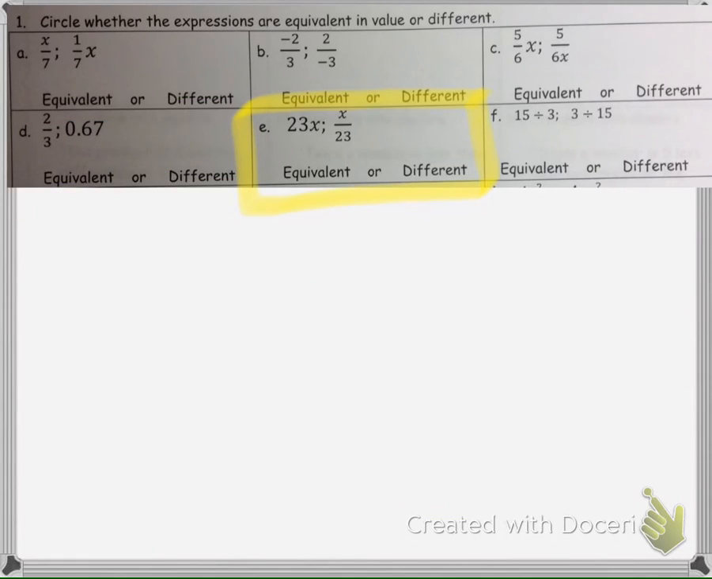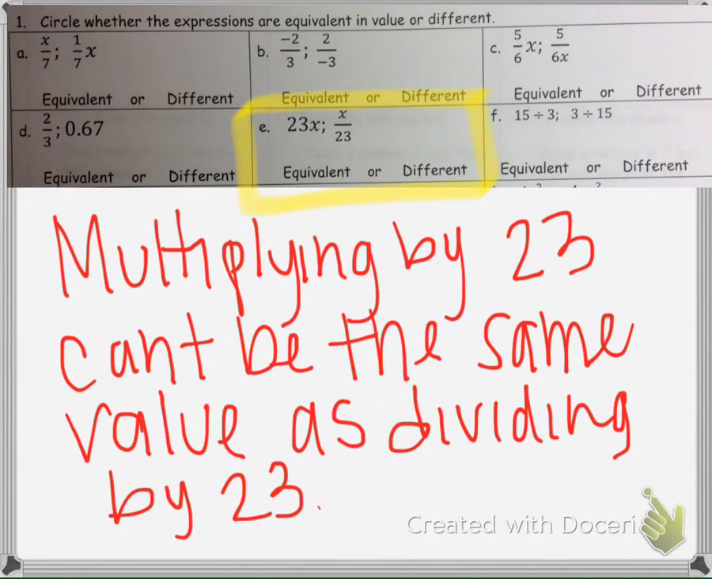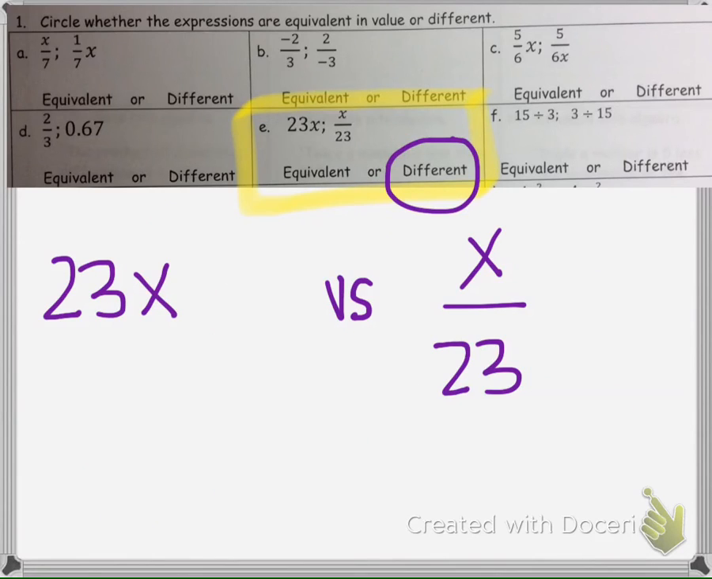Okay, so if we take a look at E, one way of knowing that the expressions are going to be different is just by using common sense, that multiplying a number by 23 cannot have the same value as if you divide the number by 23. So they're definitely different. And if that wasn't obvious to you, they're variable expressions, so you can plug in a random number for x.